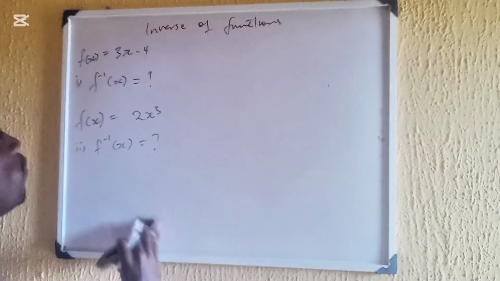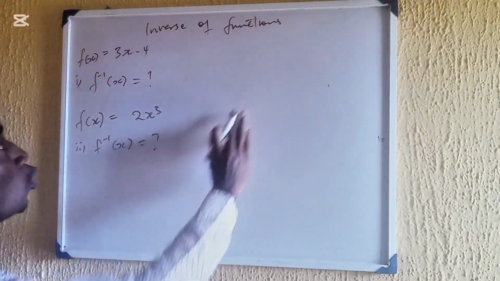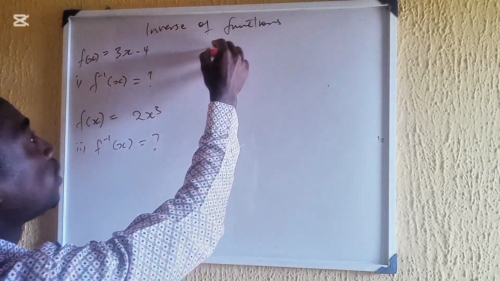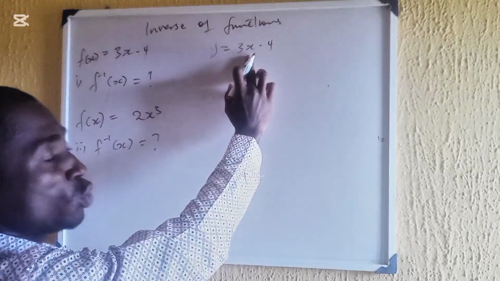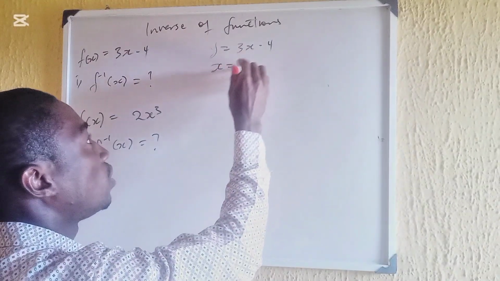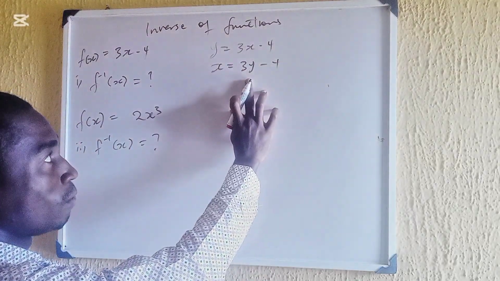For the first one, we have f of x is equal to 3x minus 4. How do we know the inverse of this function? All we do is to say y is equal to 3x minus 4. Now, where you have x, you put y, and where you have y, you put x. In that case, x is equal to 3y minus 4. What do you do next? Make y the subject of the formula.